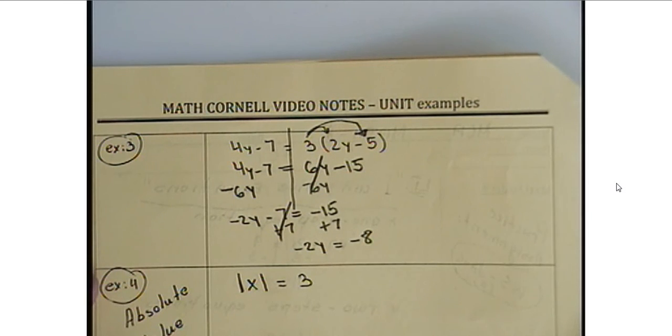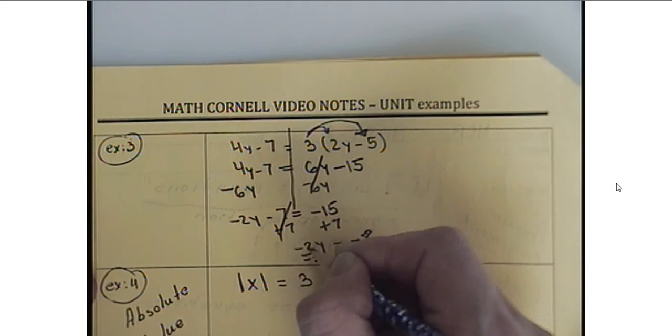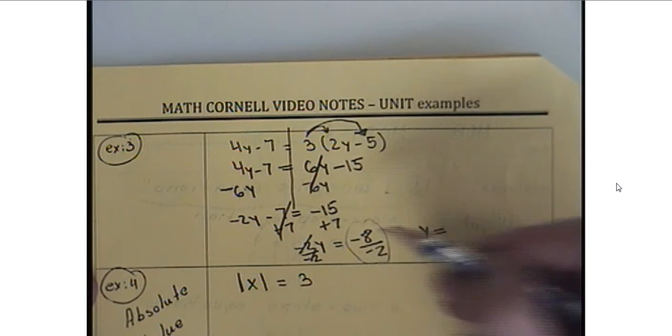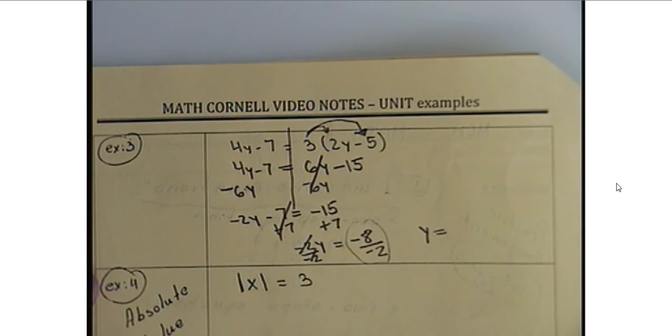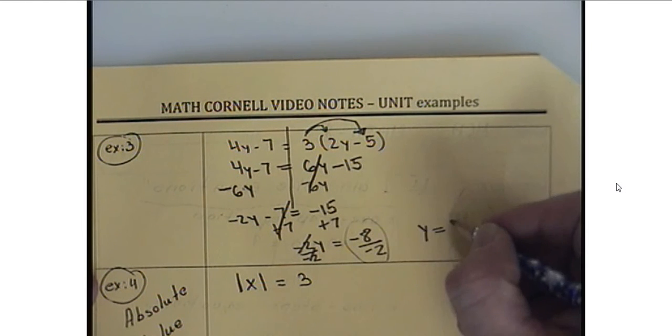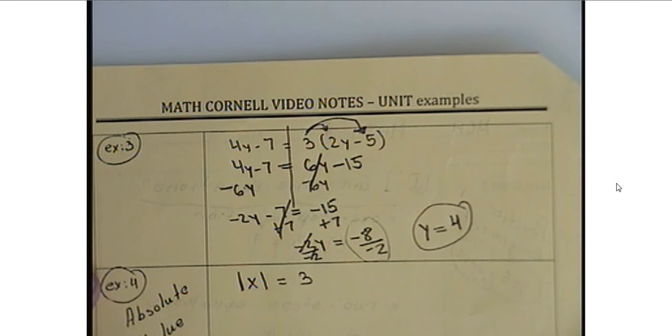One more step will be to divide by this negative 2 number, because we want to cancel that. So y is equal to, look at this, negative 8 divided by negative 2. When you simplify a fraction with two negative signs, remember it always changes to positive, and 8 divided by 2 is 4. So the answer will be positive 4.